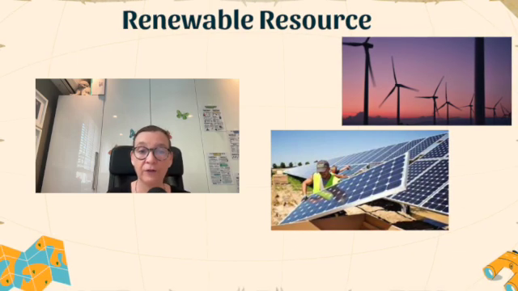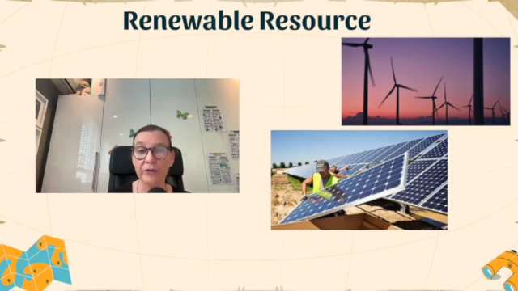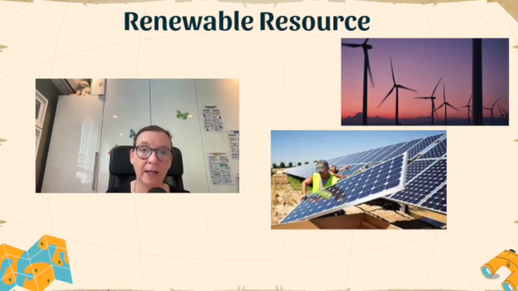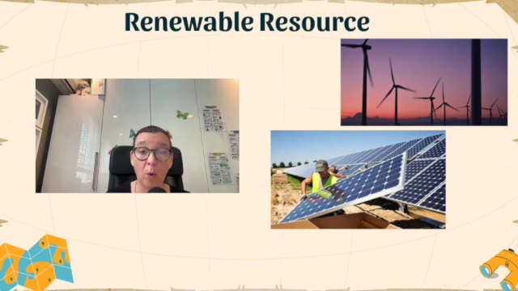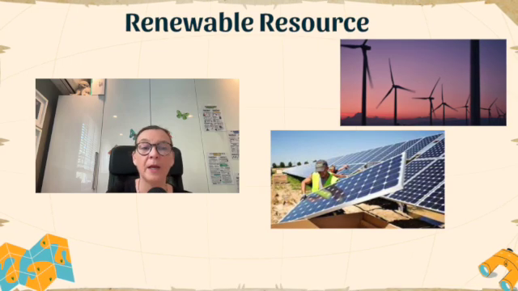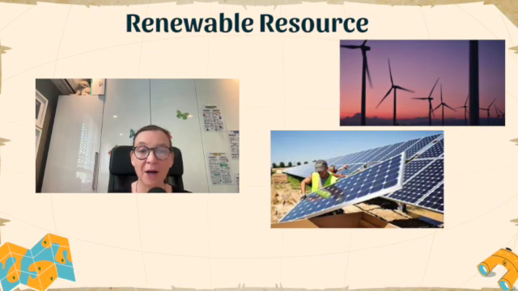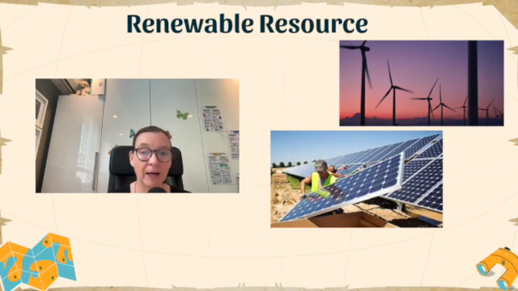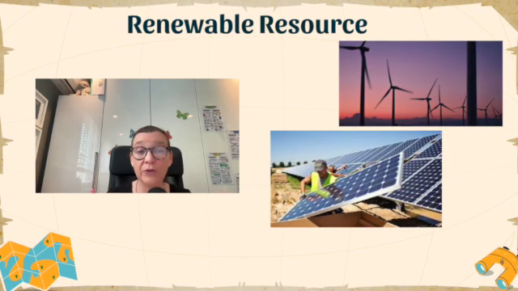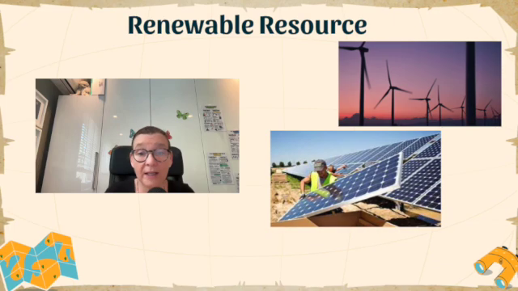Hydroelectric energy. Flowing or falling water, like from rivers or dams, spin turbines to create electricity. It's powerful and widely used as a renewable resource. Geothermal energy. This comes from inside the earth. Steam from the underground can be used to spin turbines and generate power or heat buildings directly.